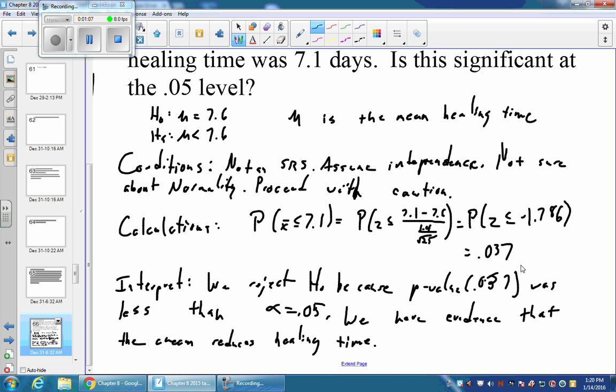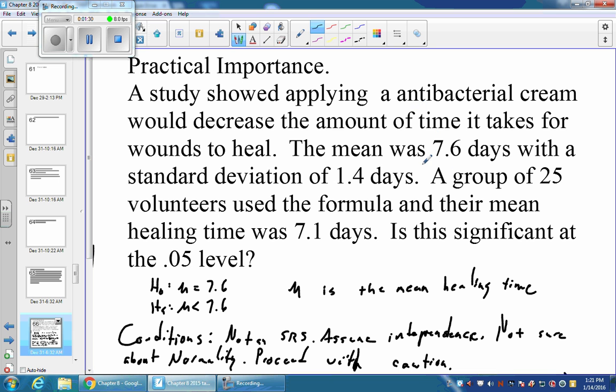Well, I did it all for us, so we could go through this quicker. We checked the mean at 7.6. Conditions didn't really meet very well, but when we did the calculations, we got 0.037. And from this, we reject the null hypothesis at the 5% level. So we have evidence that the cream reduces healing time. That's great. But if we look back here, 7.6 days and 7.1 days.